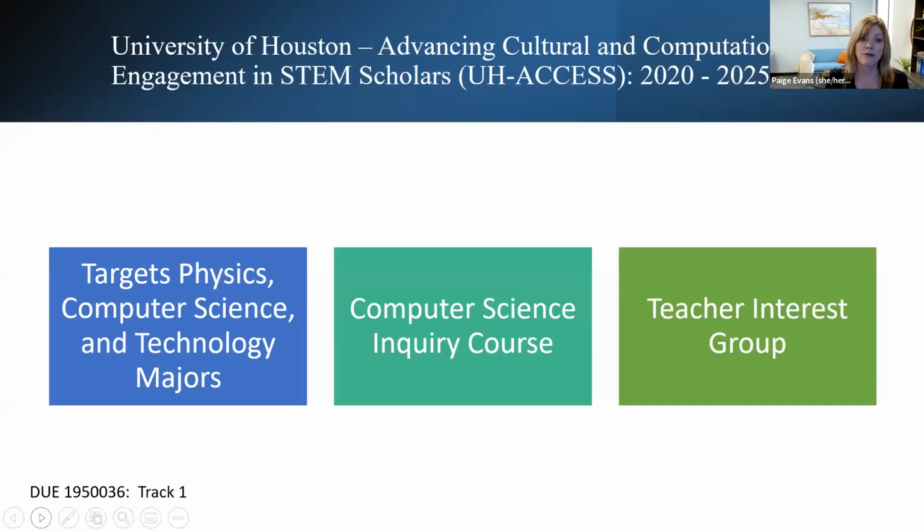Next slide, please. Most recently, we received another Noyce Track 1 grant called Access, which stands for Advancing Cultural and Computational Engagement in STEM Scholars. This grant targets physics, computer science, and technology majors. It also has a computer science inquiry course and a teacher interest group.